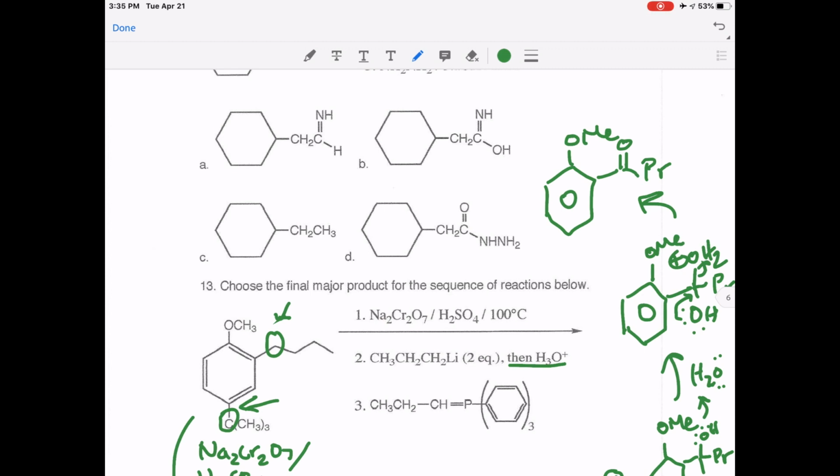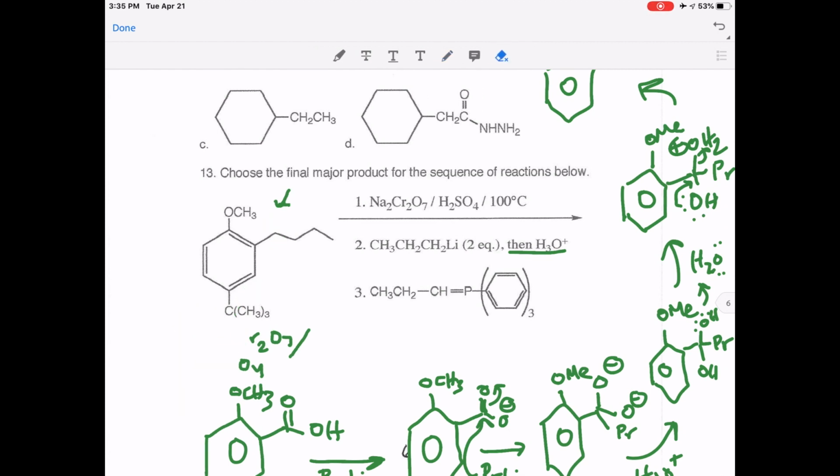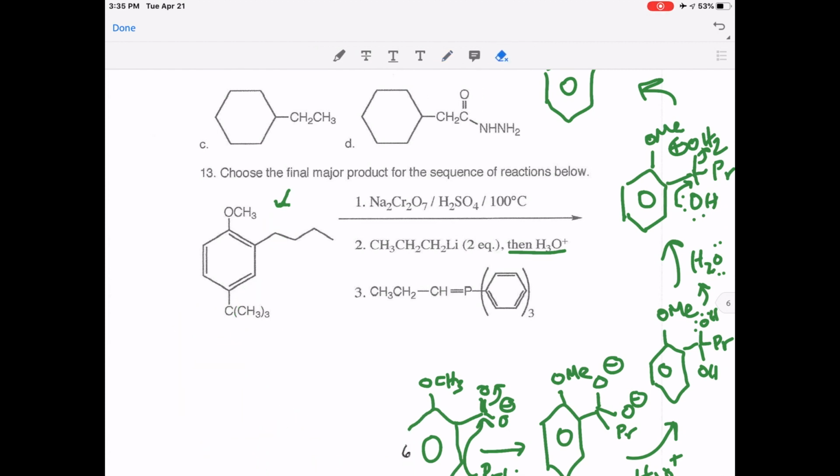Sorry, I know that was a pretty long explanation, but I just wanted to make sure that everyone understood what was going on. This is the final product that we end up with after we complete the second reaction. So now on to the third part. Let me just pull this down here to get some space. Just going to clear out a little bit of what I wrote earlier.